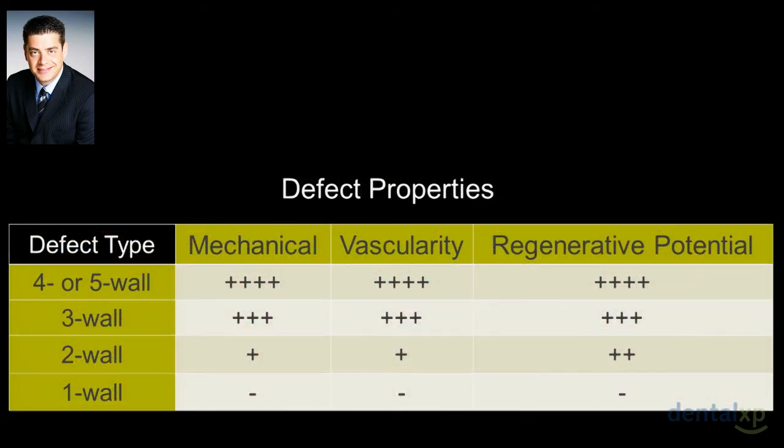If you look at the different defects that we normally face in implant dentistry, you have the 4 or 5 wall defect. That's the one that has good regenerative potential, good mechanical properties because by itself it can maintain the space, and has the best vascularity. So that's the one that we all like to treat, but unfortunately that's usually the one that we don't treat much. We treat the most challenging ones, the 3 wall, the 2 wall, and the 1 wall defect. So your selection should be based on that.